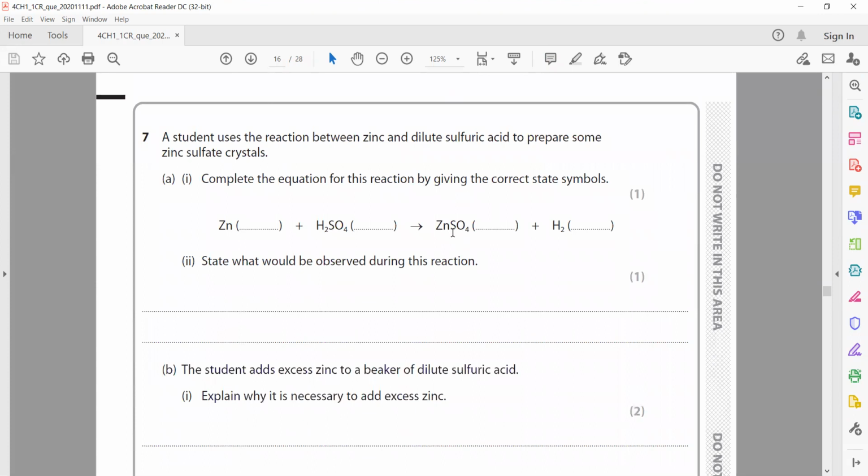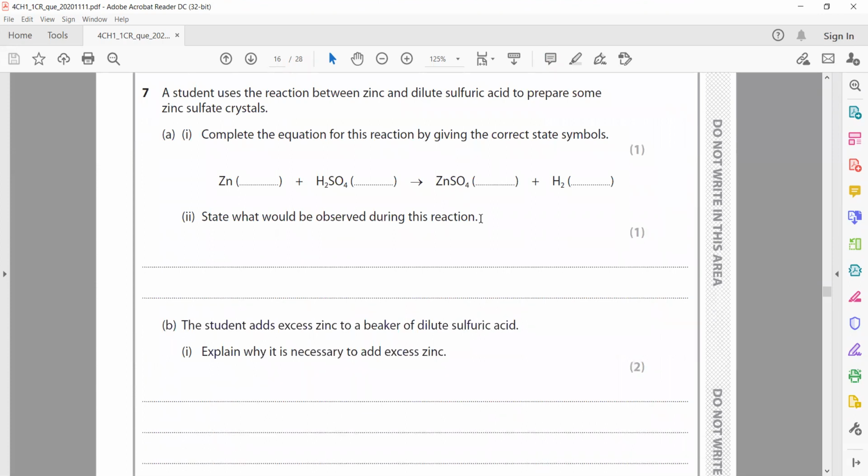A student uses a reaction between zinc and dilute sulfuric acid to prepare crystals. So first, we have to complete the state symbols. So metal, solid, acid, aqueous. The salt: most sulfates are soluble except calcium, barium, and lead. So this will be aqueous, and hydrogen will be a gas.